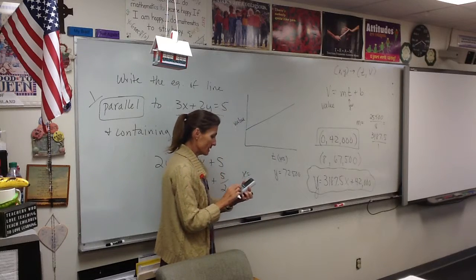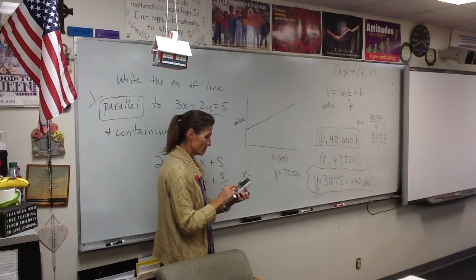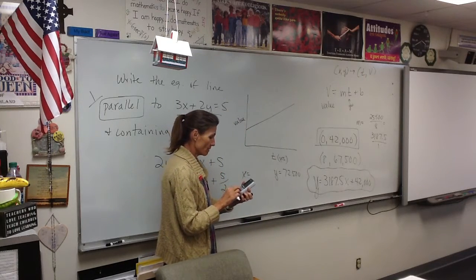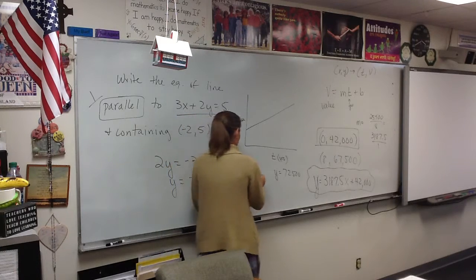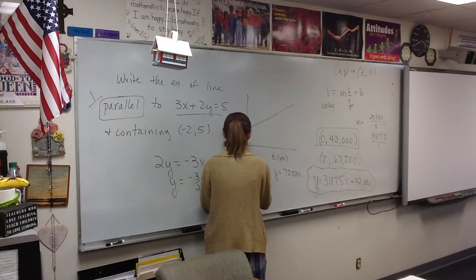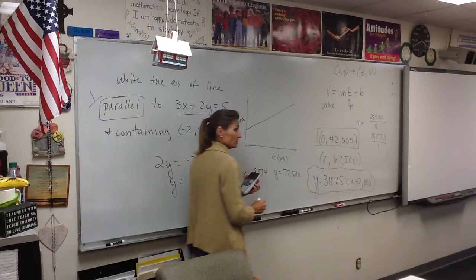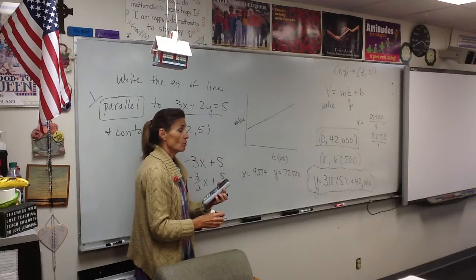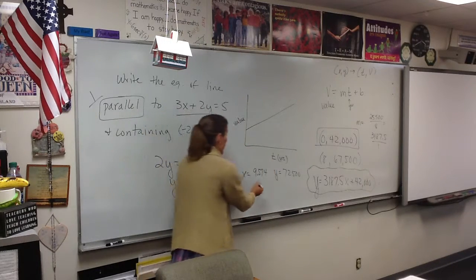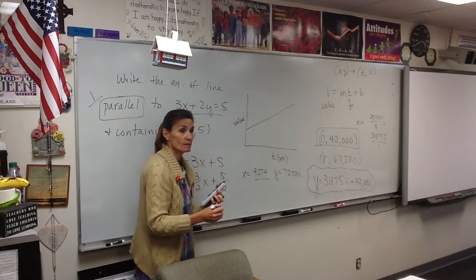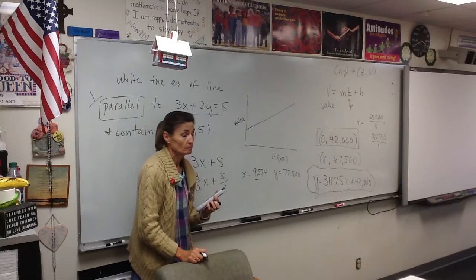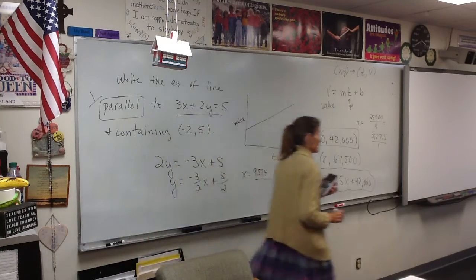You're probably not going to get it exactly, but that's okay. Get as close as you can. For 72.5, I got 9.574. So what's the answer to the question? After about 9.6 years. Next question.